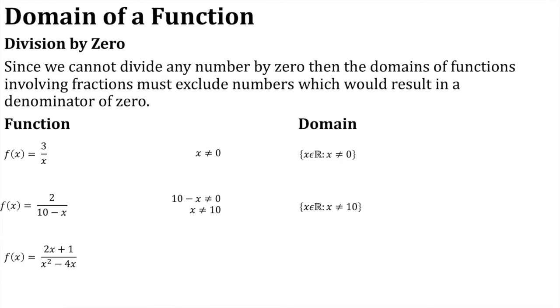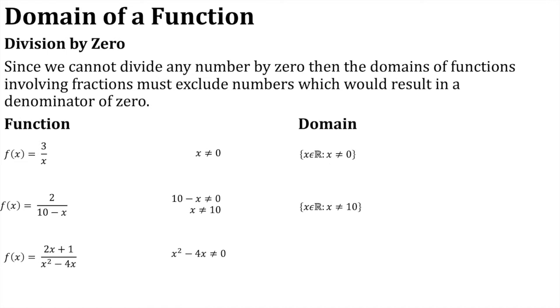We'll have a look at another example that we've not looked at yet. So we've got f of x is equal to 2x plus 1 all over x squared minus 4x. So remember, it's a fraction, we can't divide by 0. So x squared minus 4x is not equal to 0.